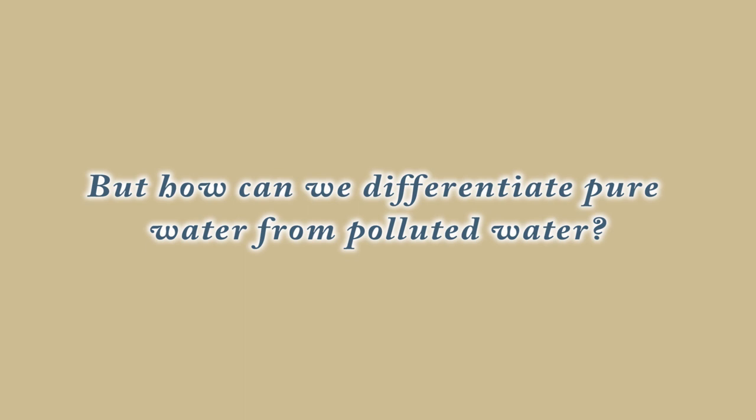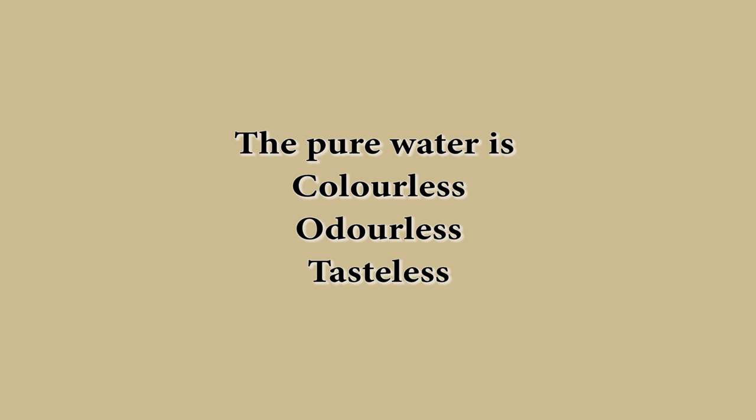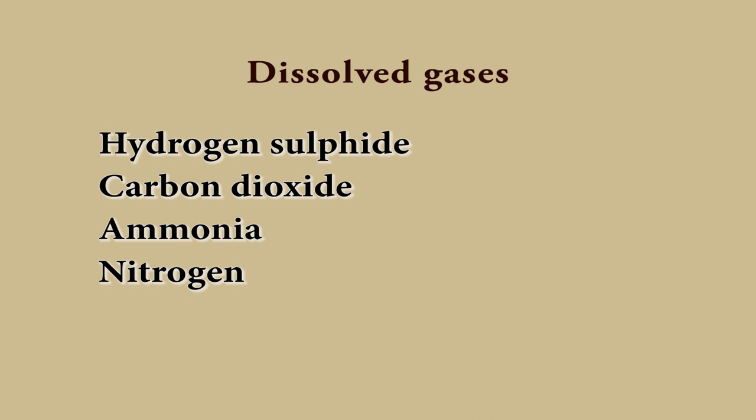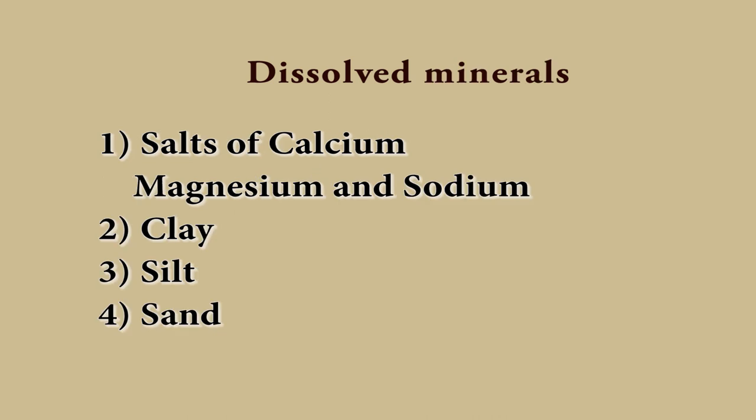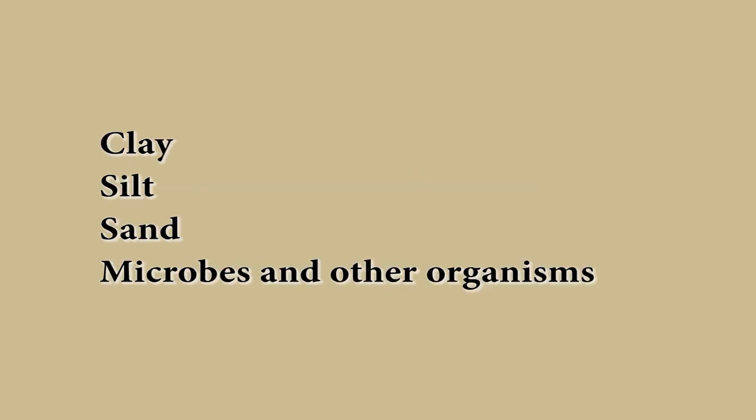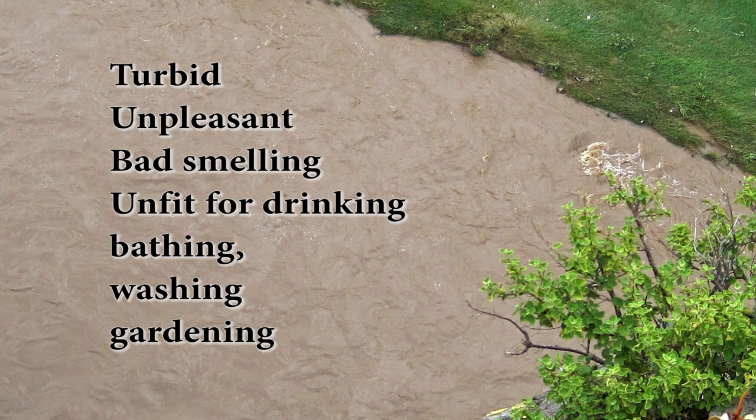But how can we differentiate pure water from polluted water? By definition, pure water is colorless, odorless, and tasteless. Normally, the water is never pure because it contains some impurities of various kinds which are either dissolved or suspended. These include dissolved gases like hydrogen sulfide, carbon dioxide, ammonia, nitrogen, and dissolved minerals like salts of calcium, magnesium, and sodium. Also, clay, silt, sand, microbes, and other organisms. Whereas, polluted water is always turbid, that is not very clear, unpleasant, bad smelling, and unfit for drinking, bathing, washing, or other purposes like gardening.